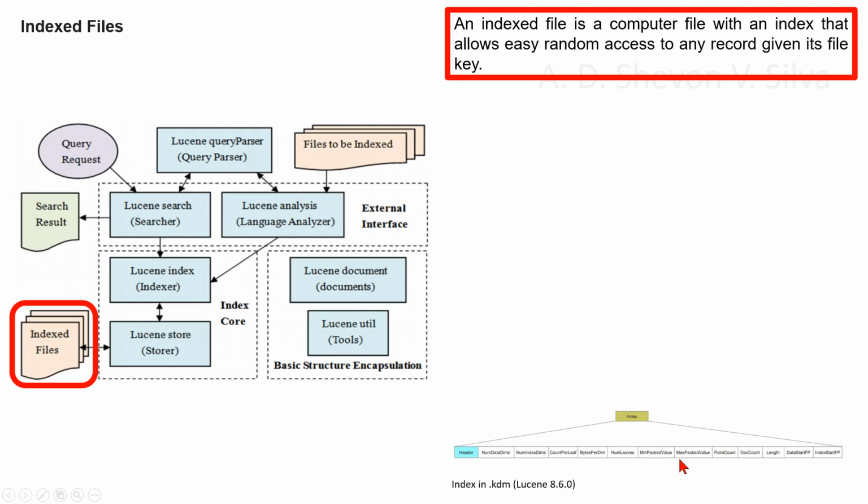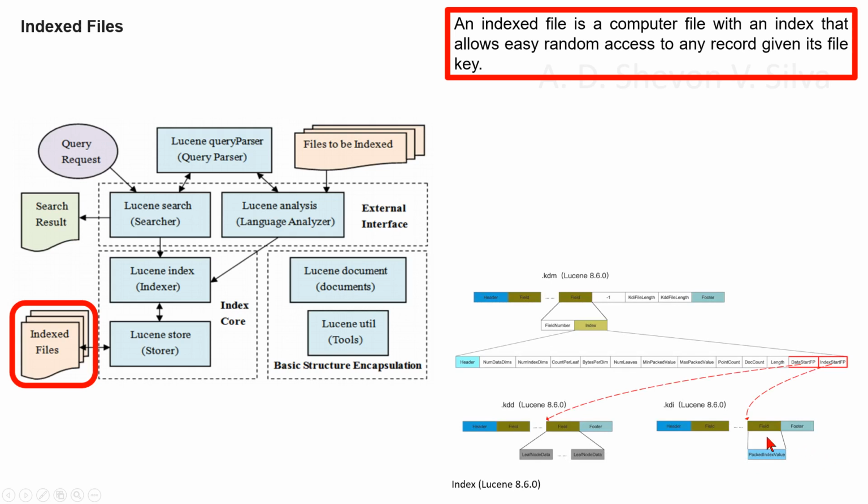Here you can see the index in .kdm. Here you can see the header. It consists of header, num data dims, num index dims, count per leaf, bytes per dim, num leaves, min packed value, max packed value, point count, doc count, length, data start FP, and index start FP.